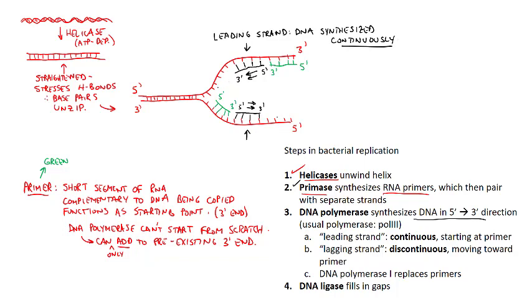Meaning that the enzyme moves along with the rest of the complex and it just lays down a trail of DNA behind it as it moves. On the other strand, we have what's called the lagging strand. On the lagging strand, DNA synthesis is discontinuous.